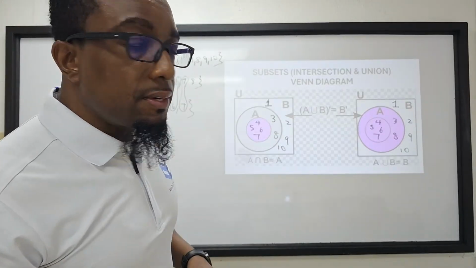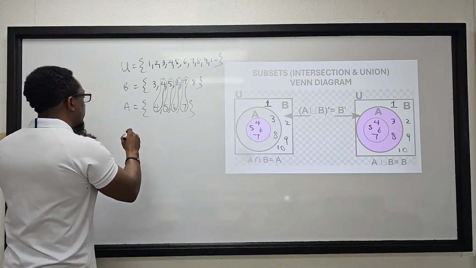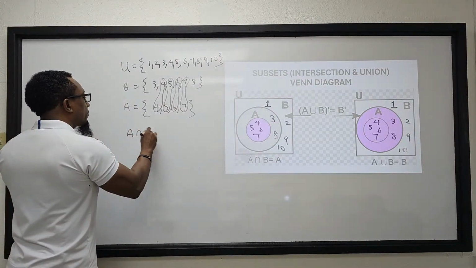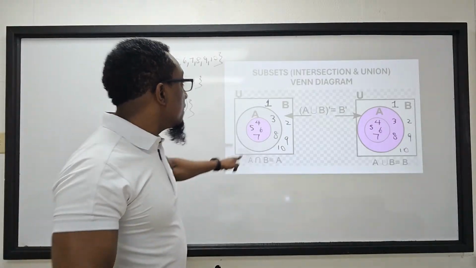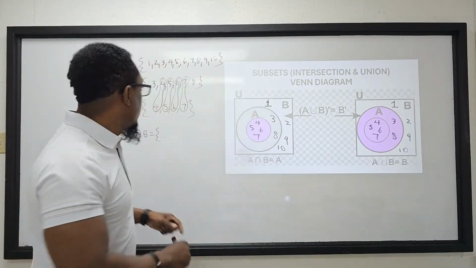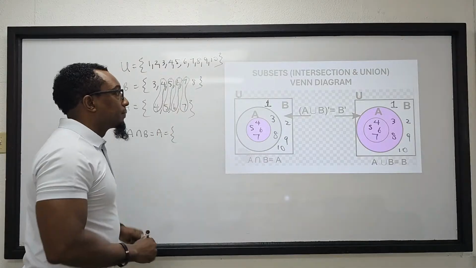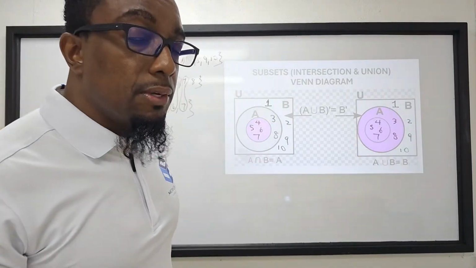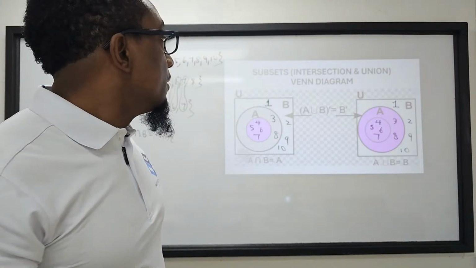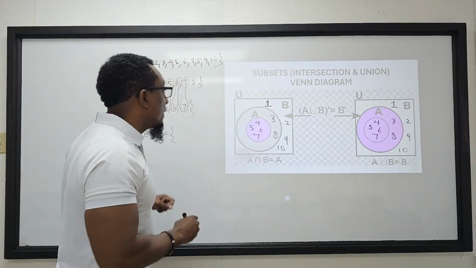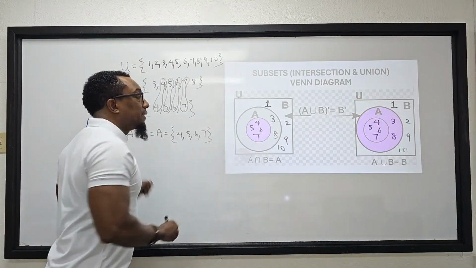So if we have to state now the elements of A intersect B, the elements of A intersect B is the same as set A. Good? That's the intersection because we have one set being a subset of the other, one circle inside of the other. So this region here represents the intersection: 4, 5, 6, 7, which is set A.